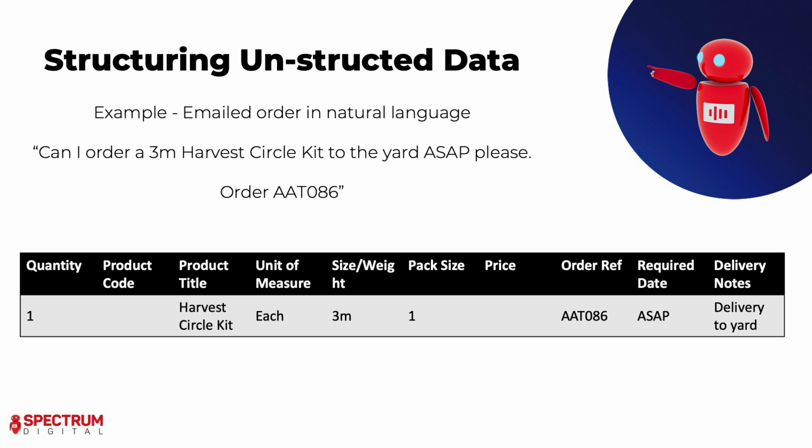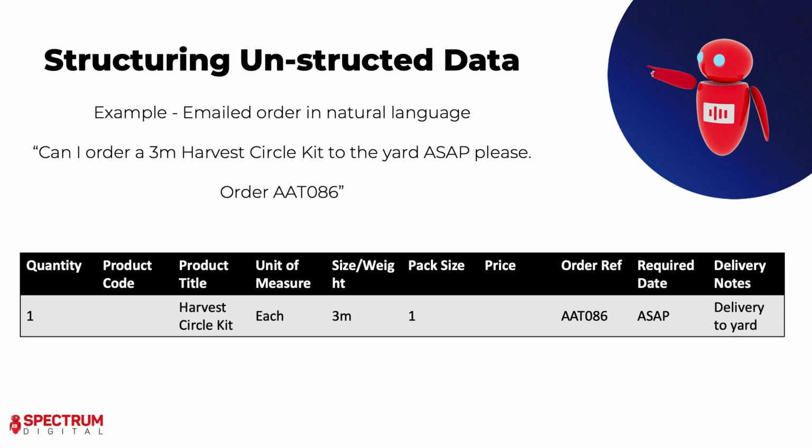So I don't know whether you can read it in the audience, so I'll read it out for you. But we've got an example of some text here, this top line, which is an order that's been emailed into an organisation. So it says, can I order a 3-metre harvest circle kit to the yard ASAP, please? And then it says order and an order reference, AAT 086. Traditionally, the only way of placing that order in your ERP system would be somebody to read that and to manually input that data into the ERP system themselves.